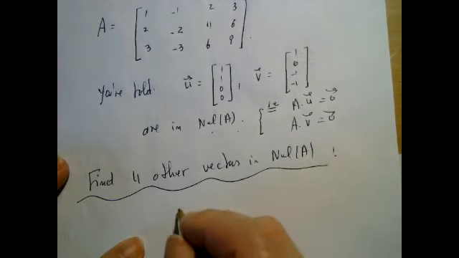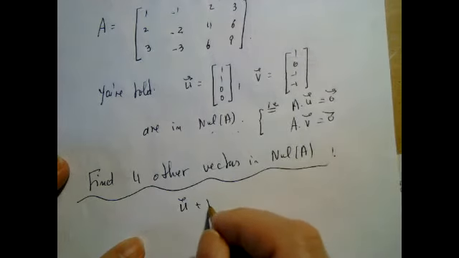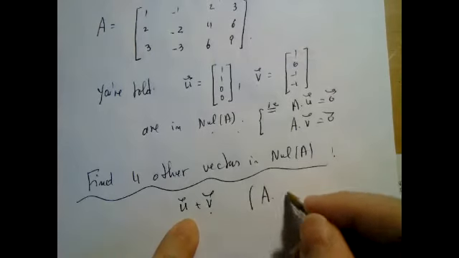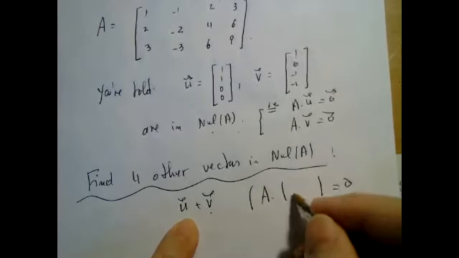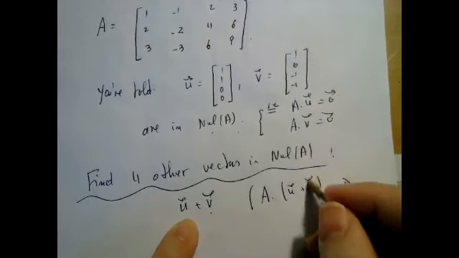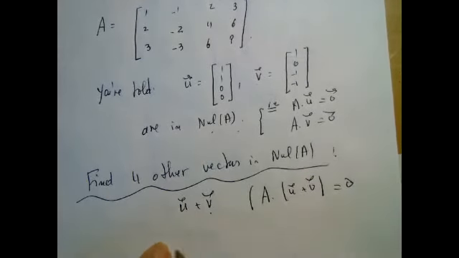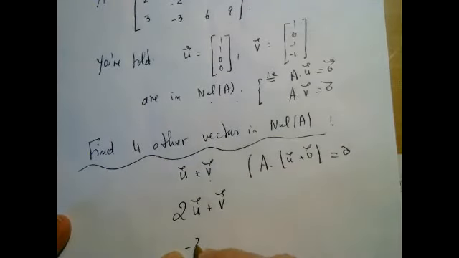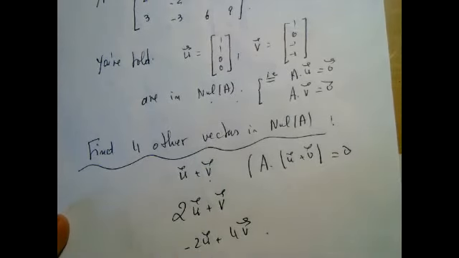A lot. U plus V. This vector is a solution. That's what we're talking about. 2U plus V. That's another solution, and so on and so forth. Minus 2U, any linear combination is a solution. That's really what it means to be a subspace.